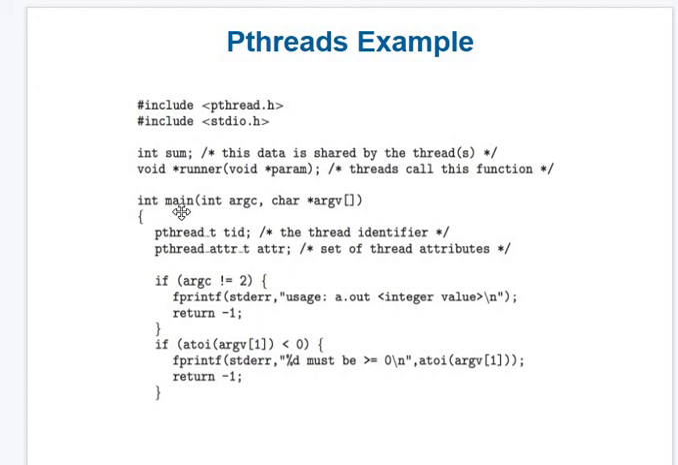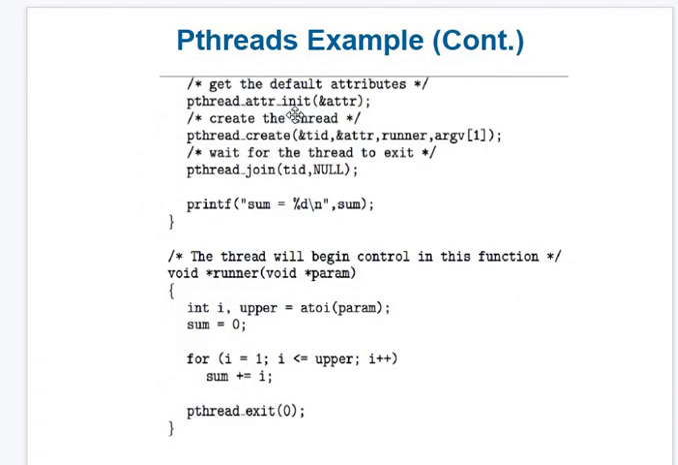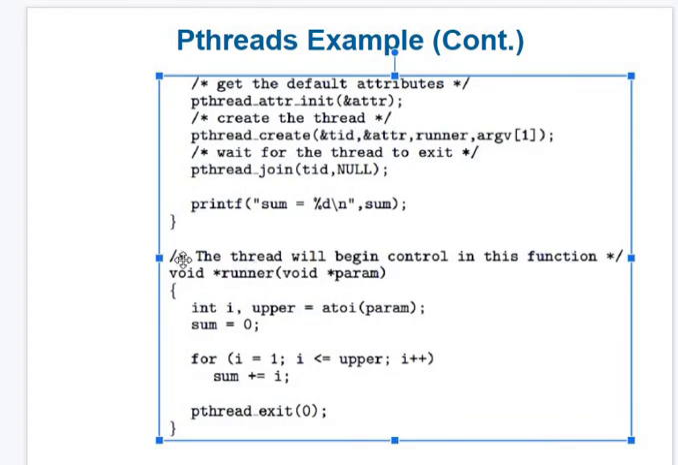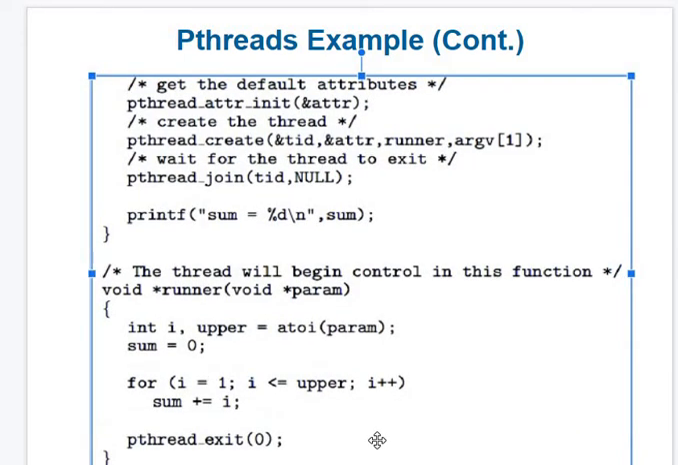Okay, main has been created. In the main program only the thread ID and attributes are defined; in the main, only the thread attributes are initially calculated. Now it is going to create one more thread called runner. So at exactly this time, how many threads are there? There are two threads: one is the main thread and another one is the runner thread.